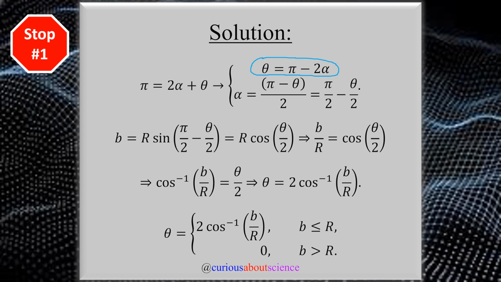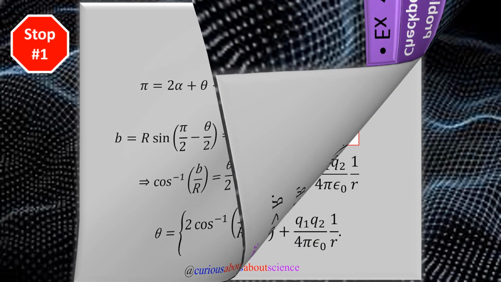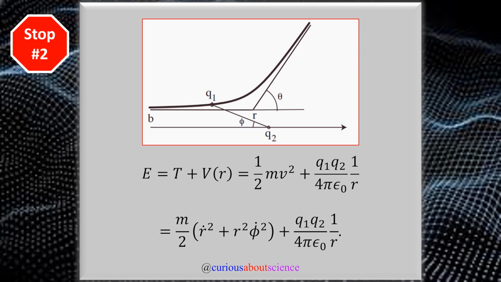So, this example is pretty straightforward, but there are cases where geometry alone just isn't enough to determine the impact parameter and the scattering angle. And for this, we're going to have to use something else. So let's go take a look at what's next. So this leads us straight to stop number 2.